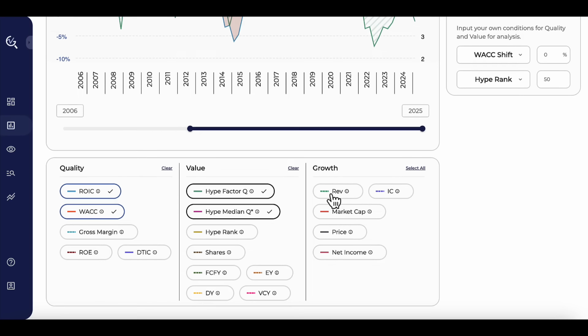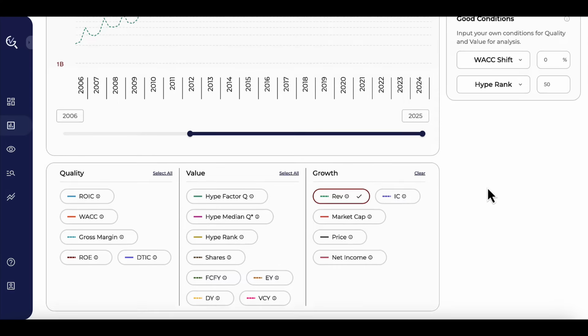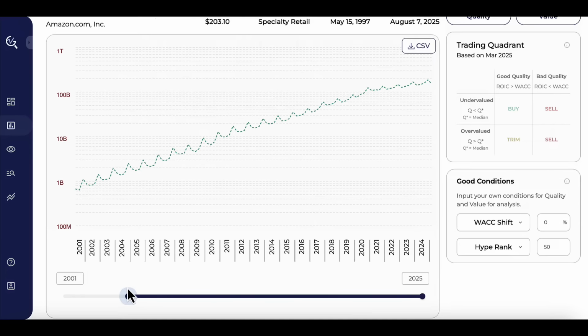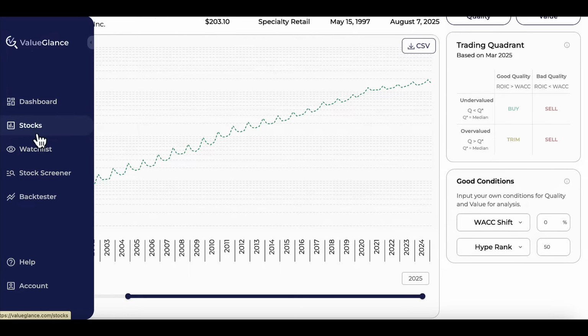If you're interested in other metrics, you could come down here. We have some quality, value, and growth metrics. For example, let's take a look at revenue, here shown on a log scale. So the point here is to visualize long-term trends of these key metrics in quality, value, and growth so we can analyze any stock.